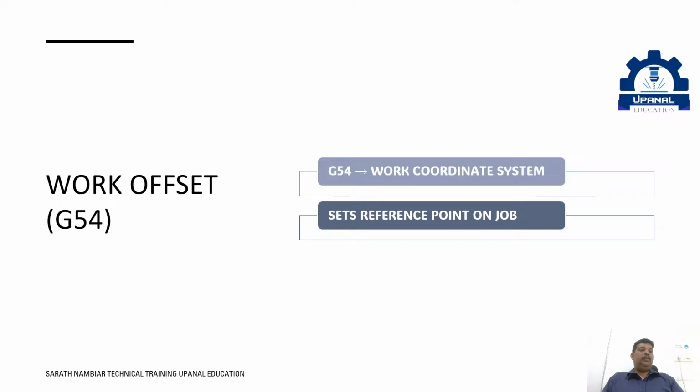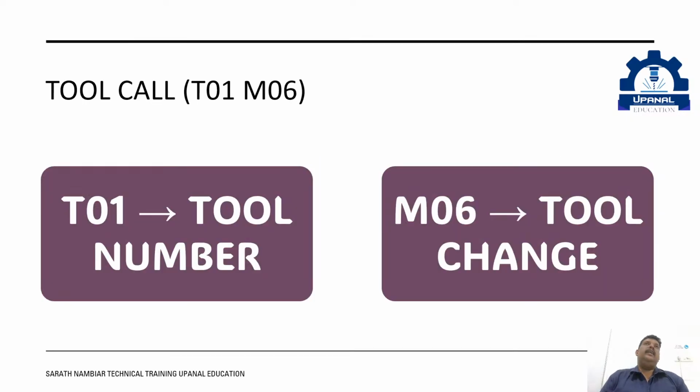Next is the tool selection. You have seen the line T01 M06. Let's break that down simply. T01 means tool number one. So when this line is executed, the machine will automatically change the tool and pick the tool number. Many errors happen just because of wrong tool selection.